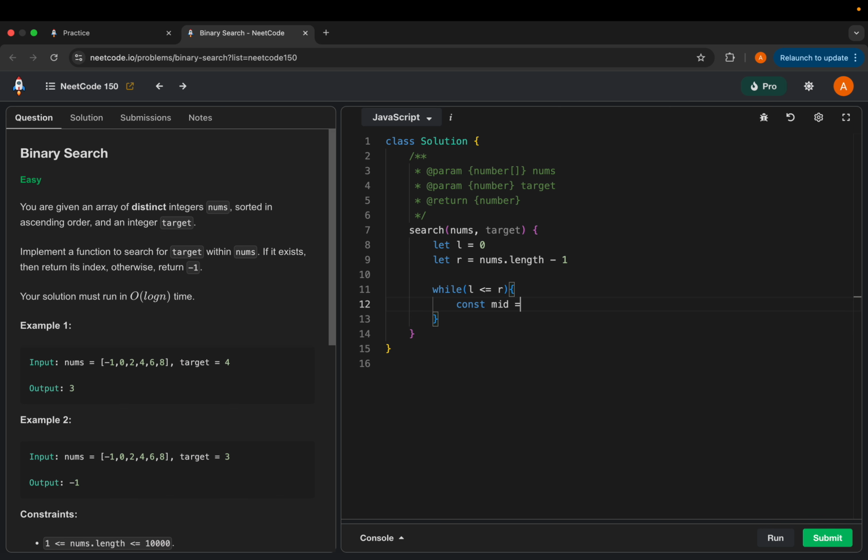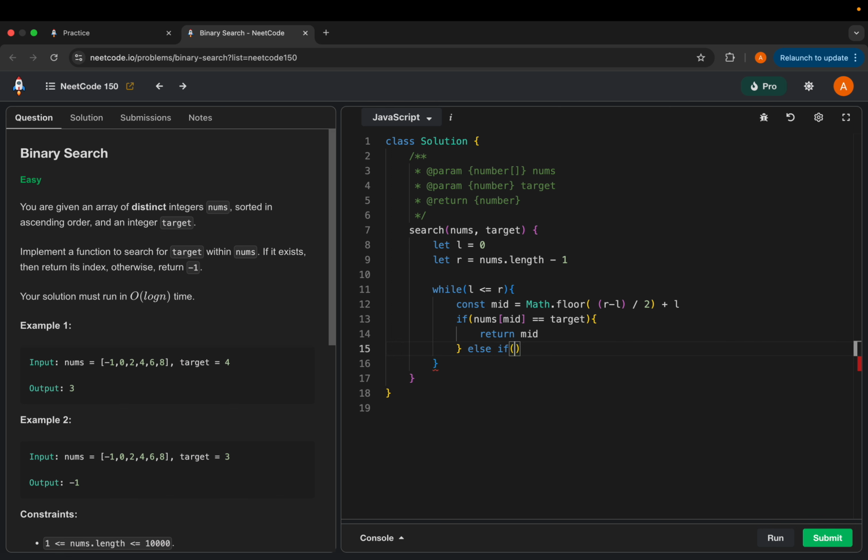So const mid equal to, same logic, we have to do Math.floor because indexes cannot be in decimal, and then (right minus left), again in a bracket, by 2 plus left. So we got the mid element, and then we'll check. Okay, if nums of mid is equal to target, then return mid.